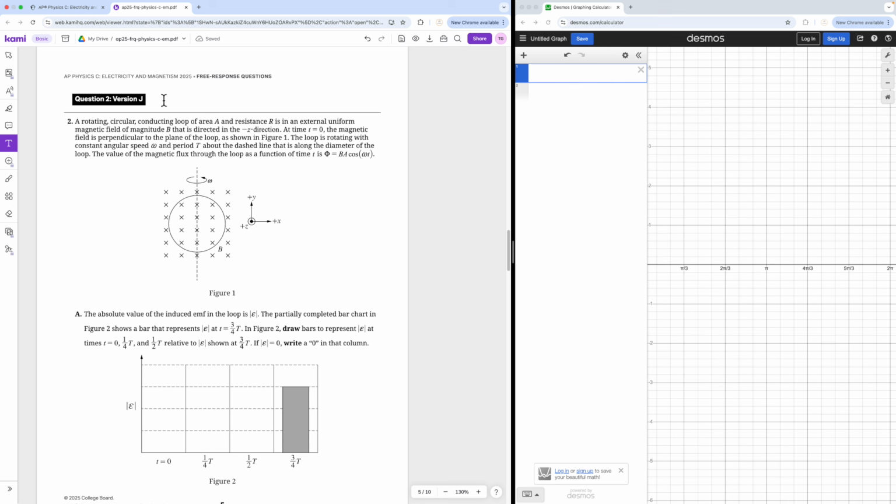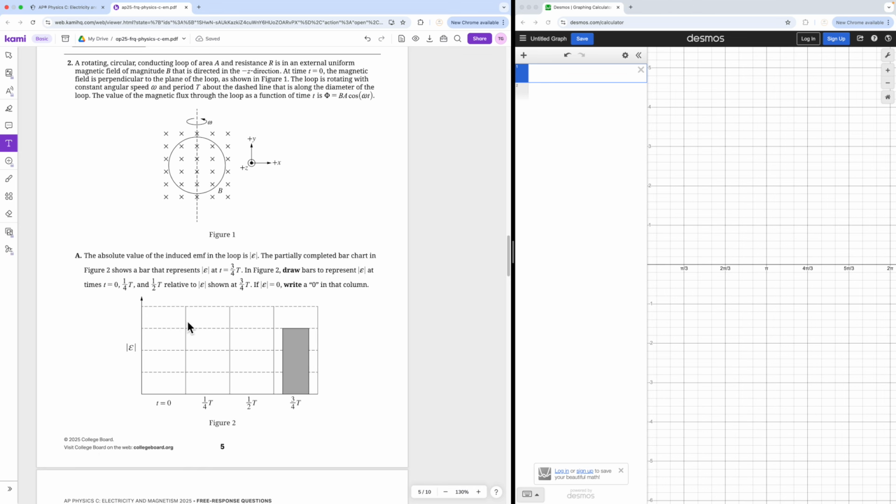Now we're going to be starting with question 2, version J. So we have a rotating circular conducting loop of area A and resistance R, and it has an angular speed omega and period T. And we have an equation for the value of the magnetic flux through the loop as a function of time, and its flux equals BA cosine omega t. And we have to draw a bar graph, so we have to draw some bars over here in order to represent the electromotive force, the induced EMF in the loop.